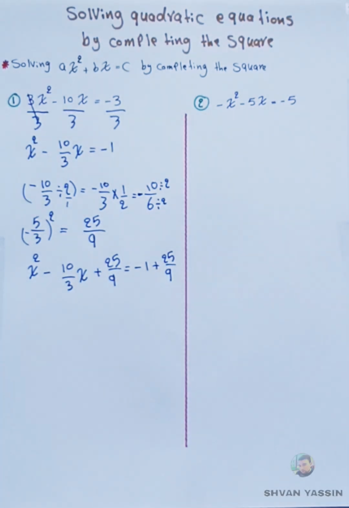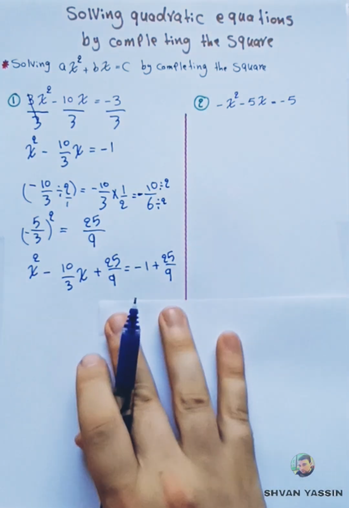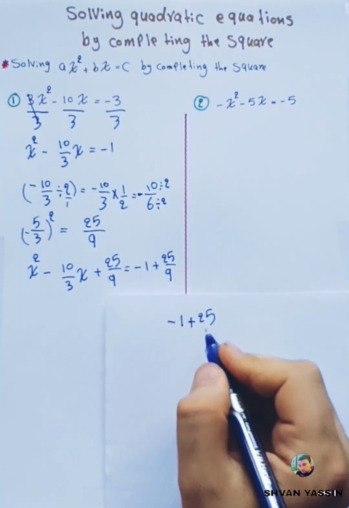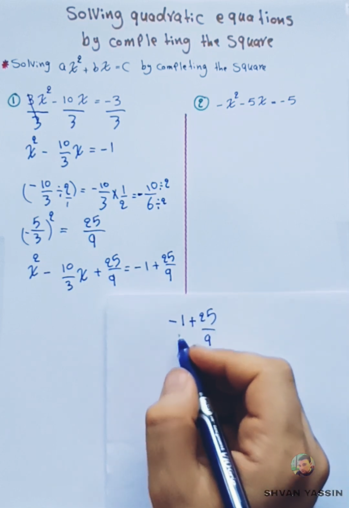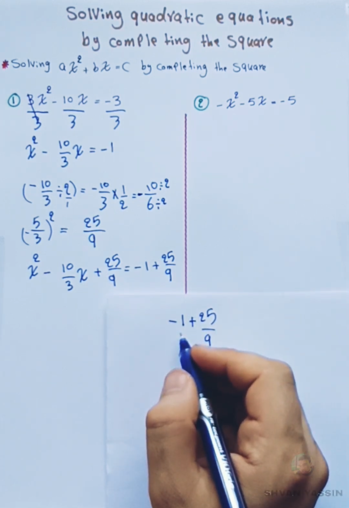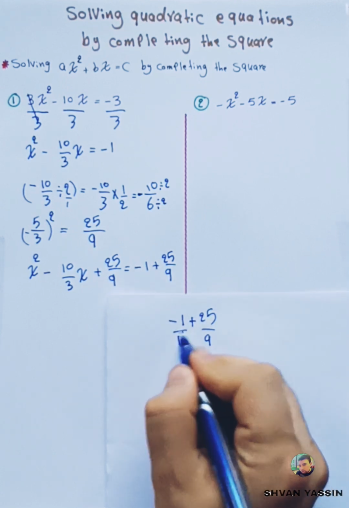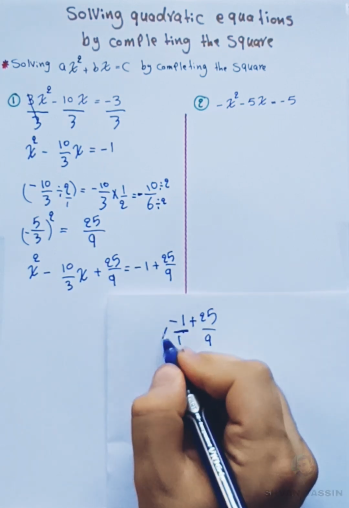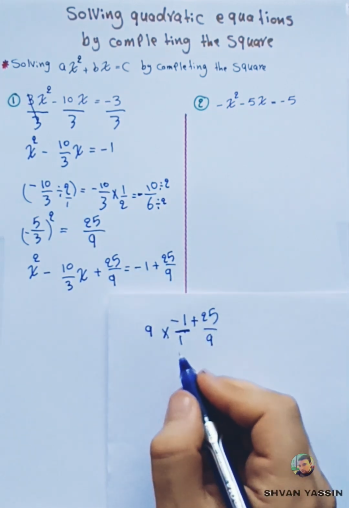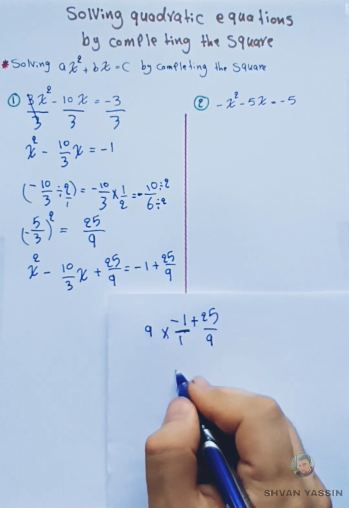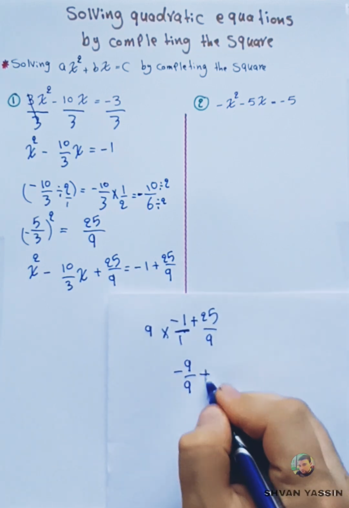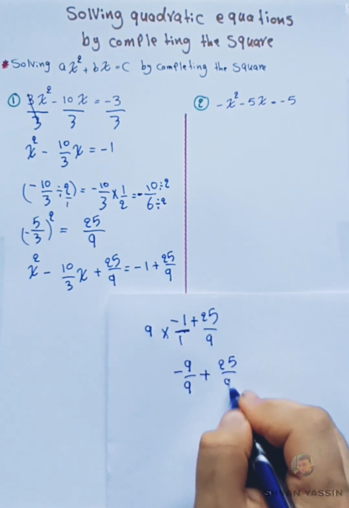And then we can solve negative 1 plus 25 out of 9. We can change this whole number into a fraction, and then the greatest common factor for 1 and 9 is 9. We have to multiply the first fraction by 9, so 9 times negative 1 out of 1 equal to negative 9 out of 9 plus 25 out of 9.